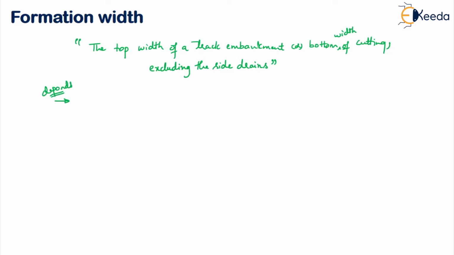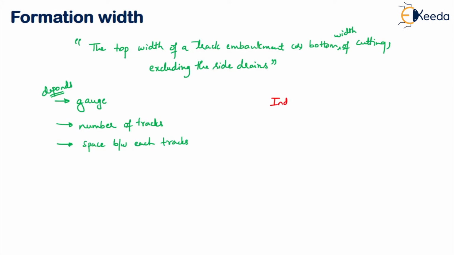This formation width depends upon what all? First thing, it depends upon the gauge. Second one, the number of tracks. Suppose you're going for 1 track or 2 tracks or 3 tracks, it depends upon that. And the space between each track, if there are multiple tracks. So on these three things your formation width will depend.